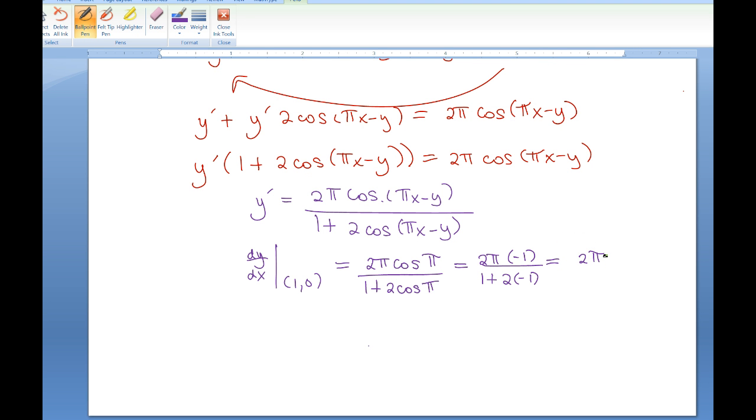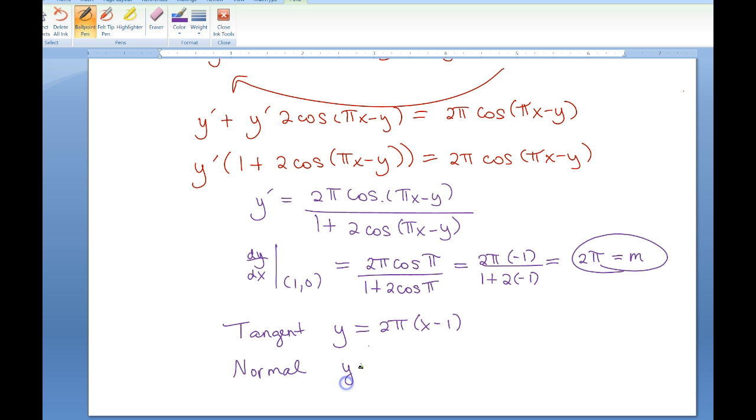Now remember, that whole thing gave us slope. So this is m, and the point was (1, 0). So our tangent is y minus 0 equals 2 pi times x minus 1. And then the normal is y equals -1 over 2 pi times x minus 1.